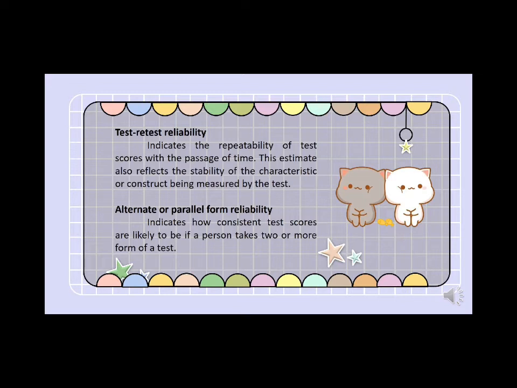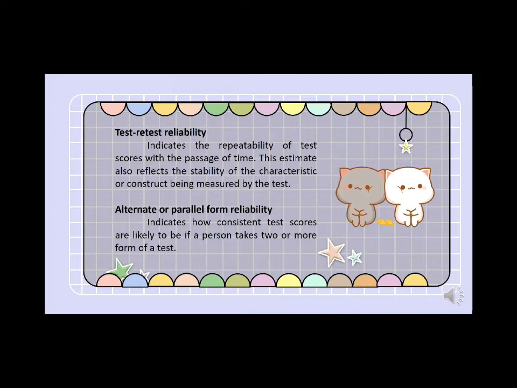Second is alternate or parallel form reliability. It indicates how consistent test scores are likely to be if a person takes two or more forms of a test. A high parallel form reliability coefficient indicates that the different forms of the test are very similar, which means that it makes virtually no difference which version of the test a person takes.